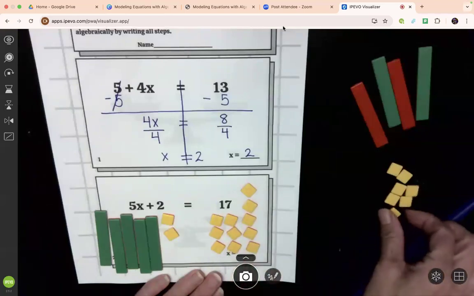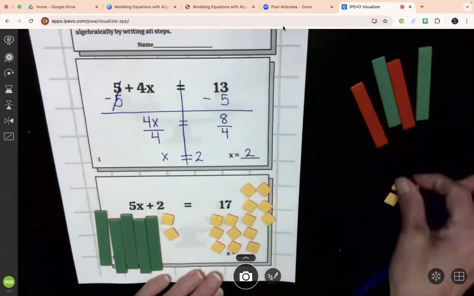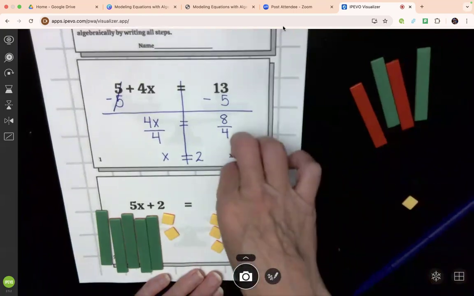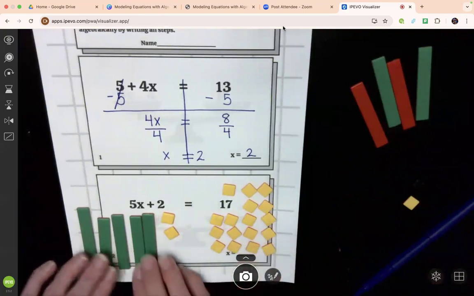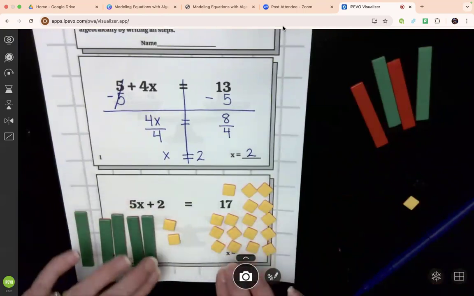That's 9, 10, 11, 12, 13, 14, 15, 16. We'll put this here, 17. Okay. So now I have 5x plus 2 equals 17 represented. All right, so my first step is I'm going to take 2 from both sides.